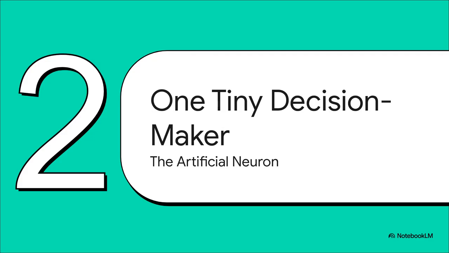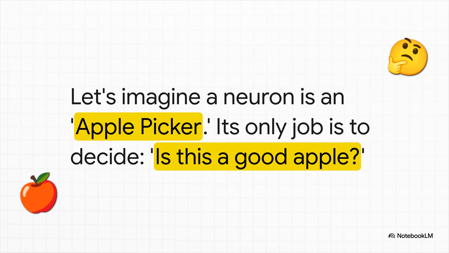Okay, so how does a system figure out the rules? That's the big question, isn't it? And to understand that, we need to zoom all the way in. I mean, way, way down to the single fundamental building block of this whole thing. One tiny decision maker, an artificial neuron. Let's make this super simple.